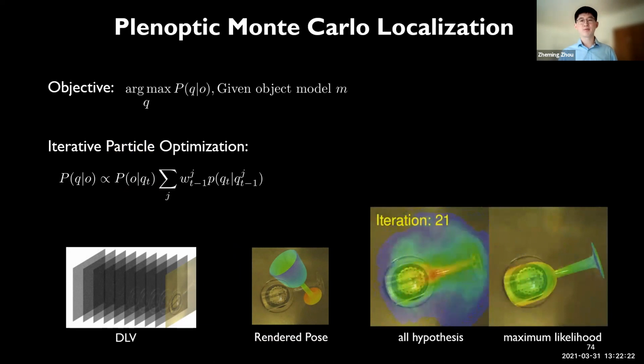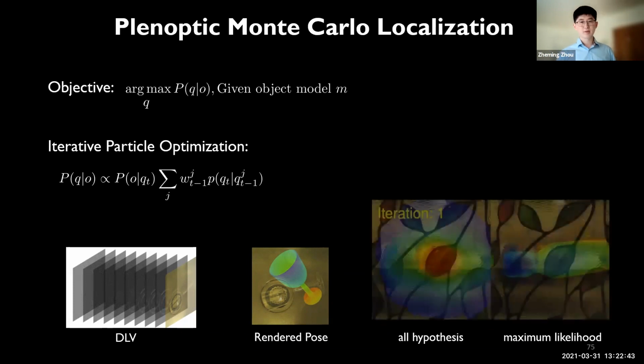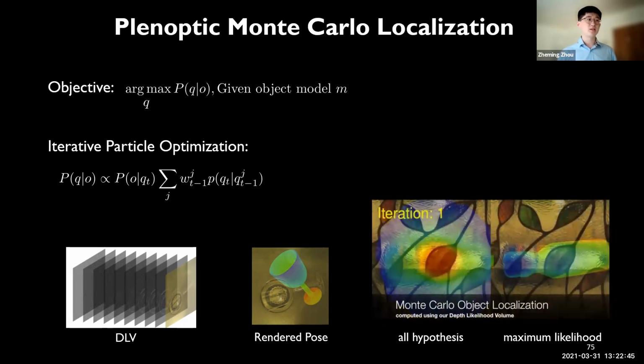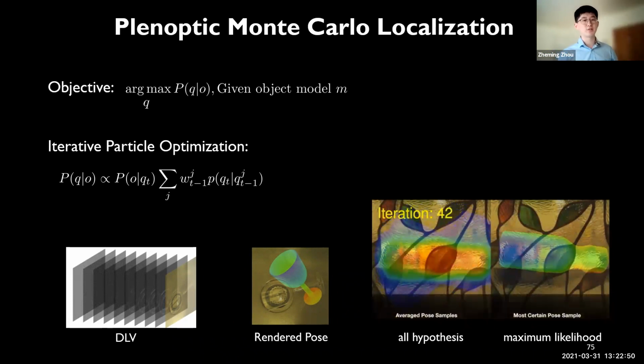Here we show an animation of the particle convergence process. The left image shows all hypothesized poses, while the right one shows the most possible poses. We can see that after several iterations, it converges to its maximum belief pose, which is very close to our ground truth pose. Here we show another example of estimating an opaque object behind one layer of a translucent surface. We can see that it also gets a decent result in that scenario with our method.